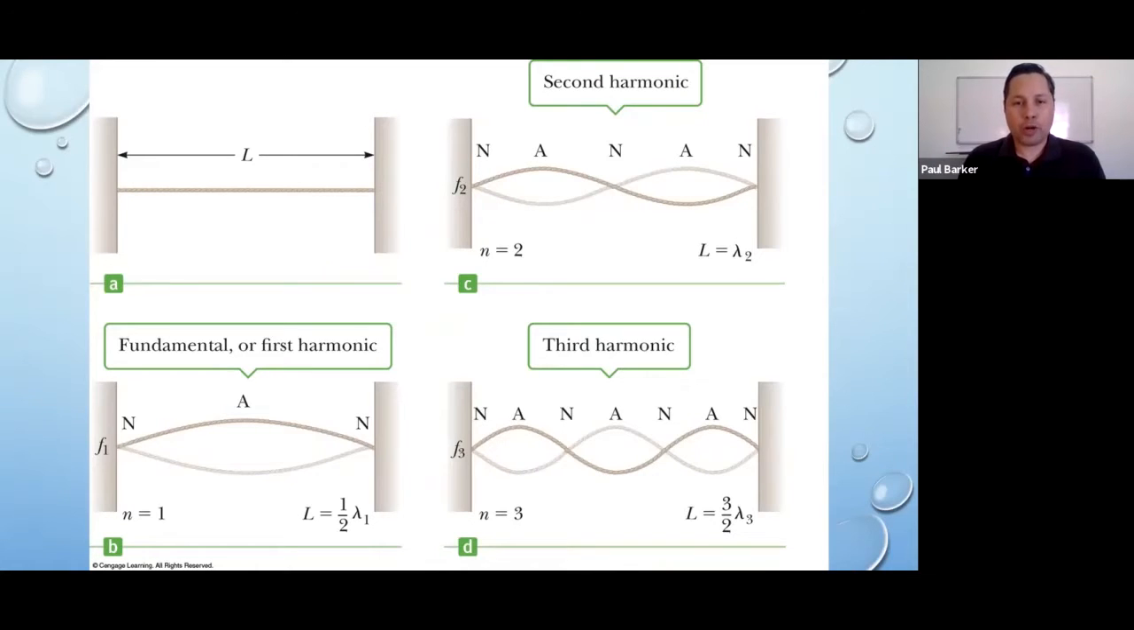Now, for the third harmonic, we have a frequency of 3, n equals 3. We have the length equals 3 over 2 of the wavelength.